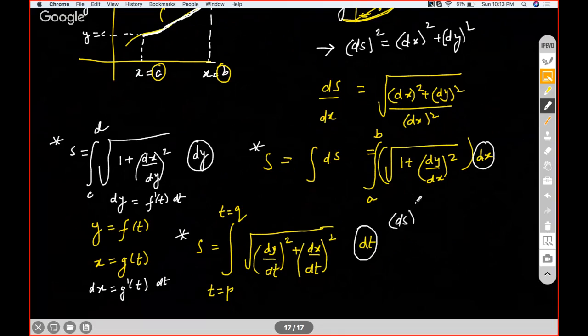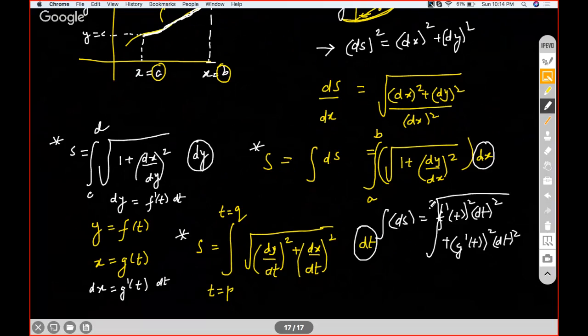So it will become like this. It will become f'(t)² dt² plus g'(t)² dt². So when you take the square root, this will become this, and you divide it by dt, so you can take dt outside. So integrate this. It will be the square root of f'(t)² plus g'(t)², dt. Integrate from the t value. The t value should be kept over here, not any x value or y value. t from p to q.